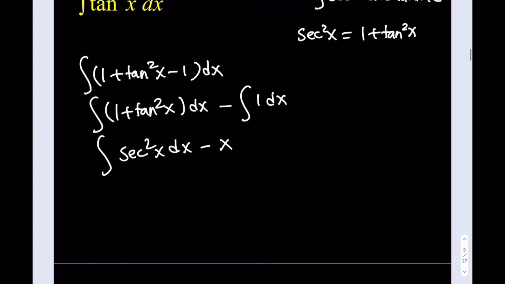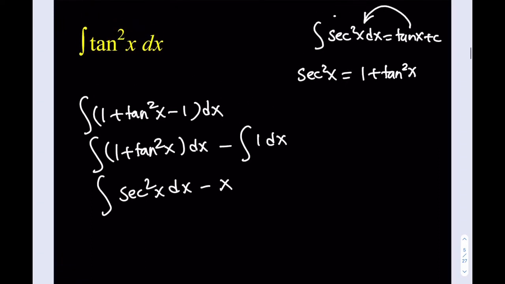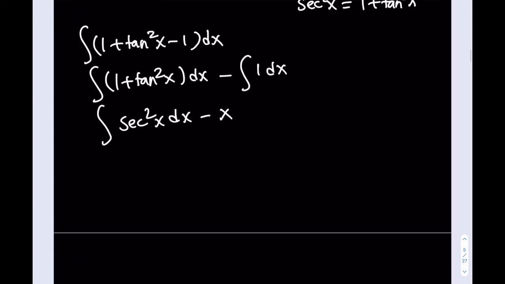Okay. Now, what is the integral of secant squared? We just said that it's tangent x. So let's go ahead and write it. This is going to be tangent x. Let me go ahead and leave some room for the original. So basically, then our integral of tangent squared x dx is going to equal, the integral of secant squared is tangent x, minus x plus c.